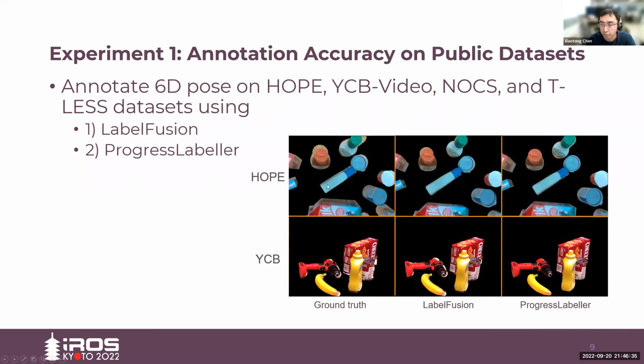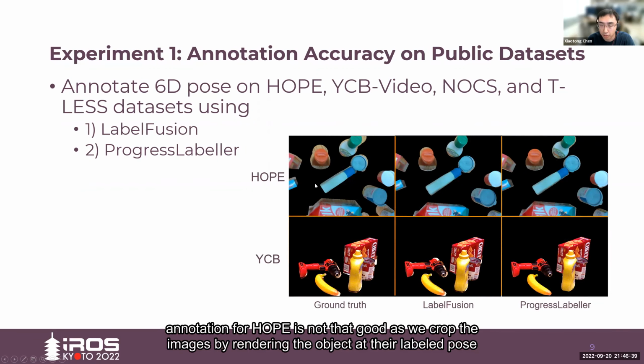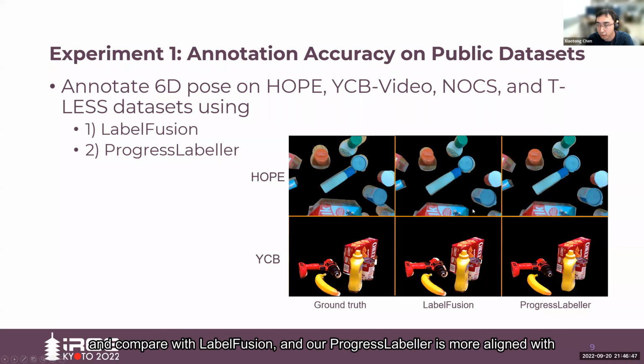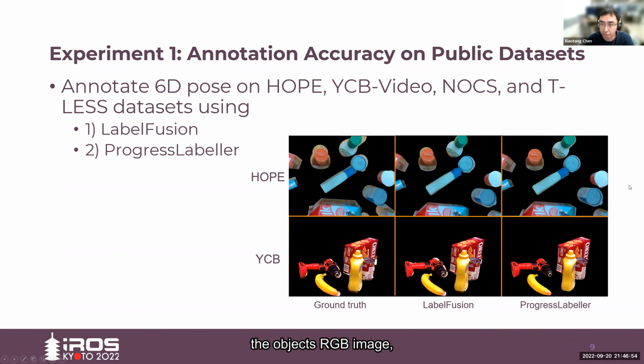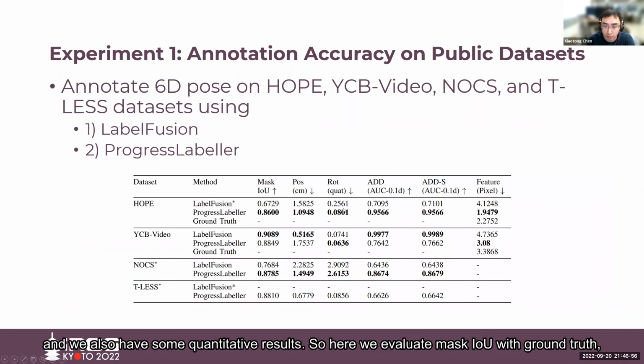Then these are some qualitative results, and we can see that the ground truth annotation for HOPE is not that good, as we crop the images by rendering the object at their labeled pose. Compared with Label Fusion, our ProgressLabeller is more aligned with the object RGB image. And we also have some quantitative results.